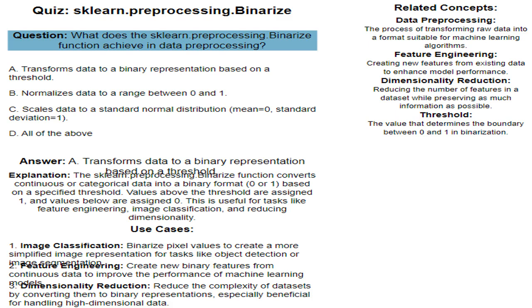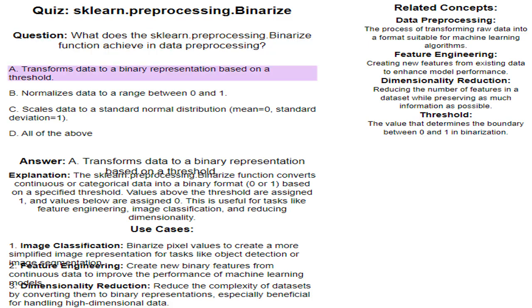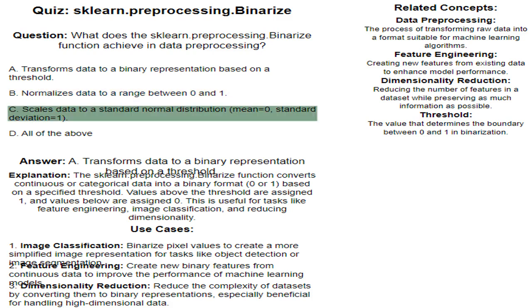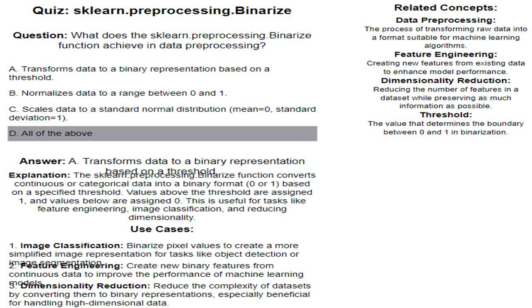What does the sklearn.preprocessing.binarize function achieve in data preprocessing? Transforms data to a binary representation based on a threshold. Normalizes data to a range between 0 and 1. Scales data to a standard normal distribution, mean 0, standard deviation 1. All of the above. Correct.